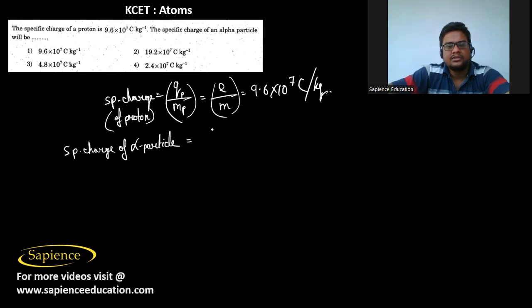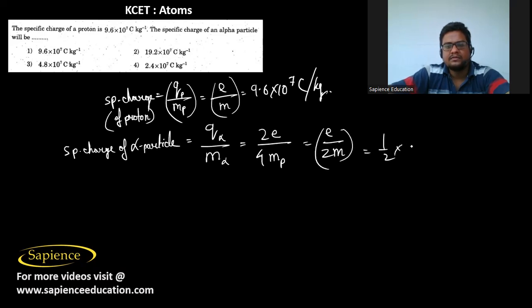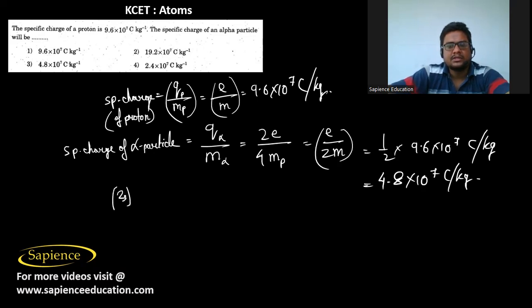So that will be equal to the charge of the alpha particle divided by the mass of the alpha particle. The charge of the alpha particle is 2 times the charge of a proton, and the mass of the alpha particle is 4 times the mass of the proton. So that will be e by 2m. So it is half of 9.6 into 10 power 7 coulomb per kg. So that will be 4.8 into 10 power 7 coulomb per kg. So it means that option 3 is the correct answer.